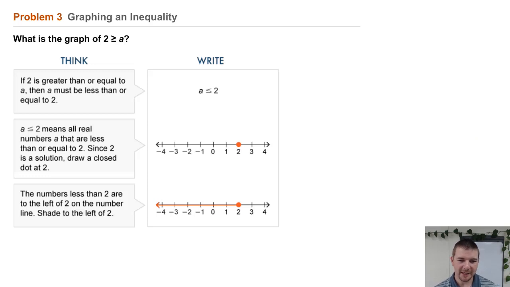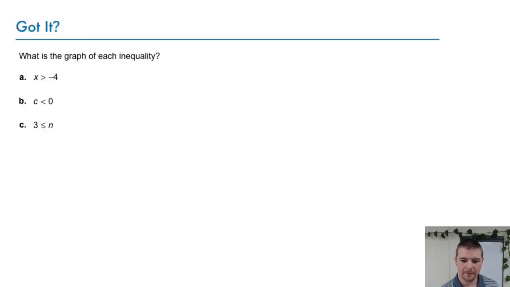Problem 3, graphing an inequality. What is the graph of 2 is greater than or equal to a? Well, I'd say first we consider open dot or solid dot at 2. It's going to be solid because we are including the value 2 in our solution set. And then 2 is greater than or equal to a, meaning in turn that a is less than or equal to 2. So we're talking about all values to the left of 2 on the number line.